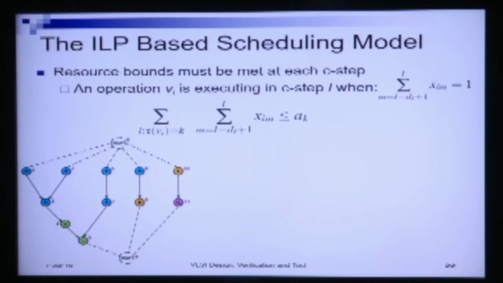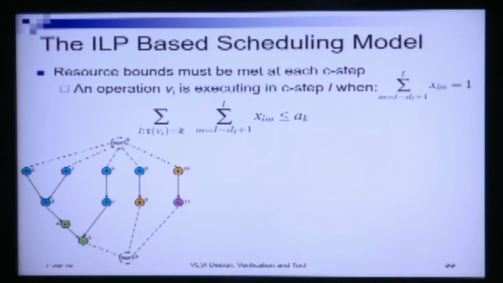Now, we have the final and the third type of constraints, which are the resource constraints. So, at each time point resource bounds must be met. Why is this important? As we said, this is resource constrained scheduling and we only have a limited number of resources of each type. Now, to do that, we first have a small definition here.